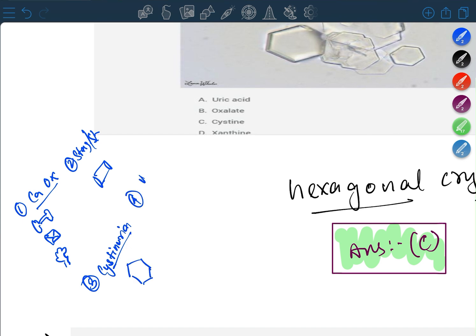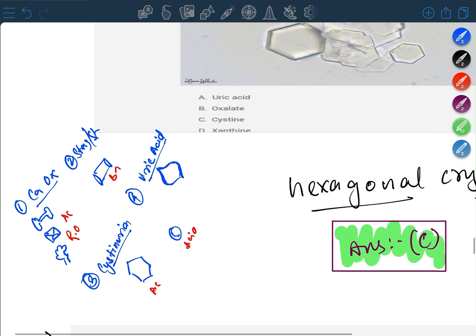Fourth was uric acid. Uric acid has glass shard-like crystals. Yes, they look like glass shards. And fifth was special stones, xanthine and all those. Remember this: this is acid, this is basic, this is acid. These are radio opaque and these are radiolucent. Okay, done.